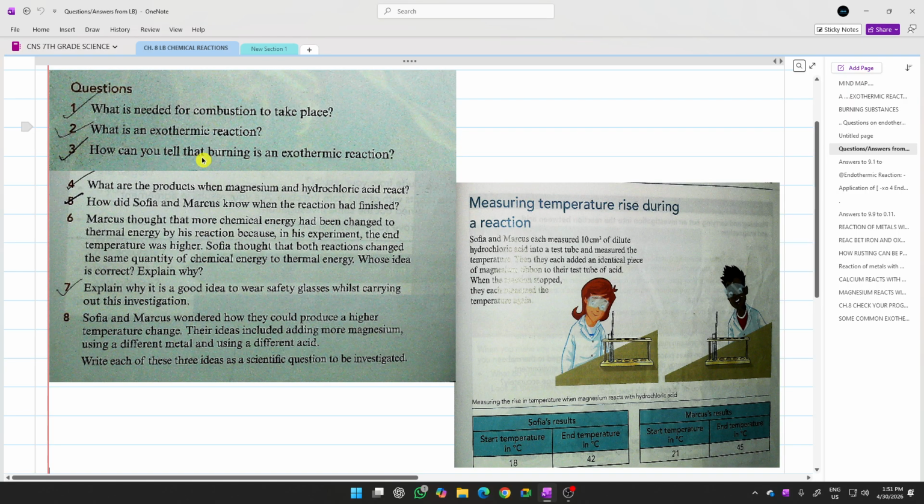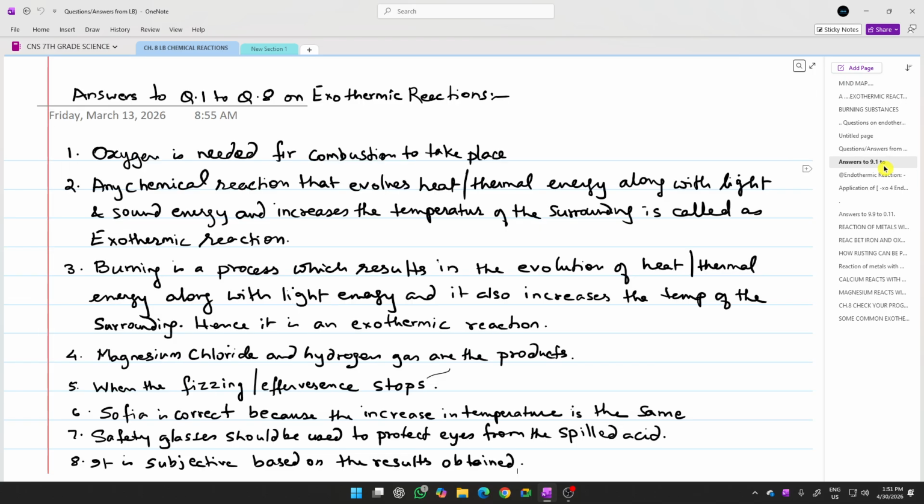Question number 3. How can you tell that burning is an exothermic reaction? So let us answer this question. Burning is a process which results in the evolution of heat or thermal energy. Now, in all burning processes, it results in the evolution of heat. So heat energy or thermal energy is evolved, and during which light energy is also given out, along with light energy.